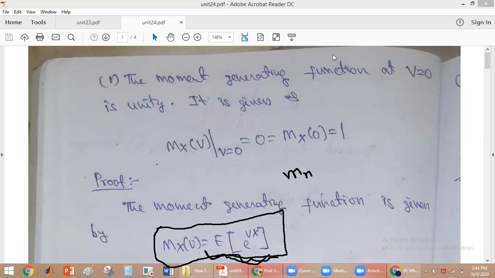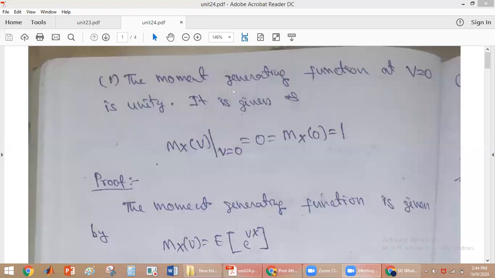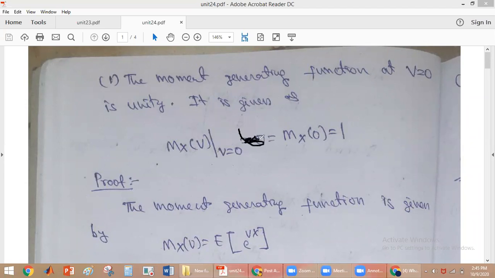So the first property is that the moment generating function at v equal to 0 is unity. M_X(v) at v equal to 0 is M_X(0), that is equal to 1. So this is the first property of the moment generating function.